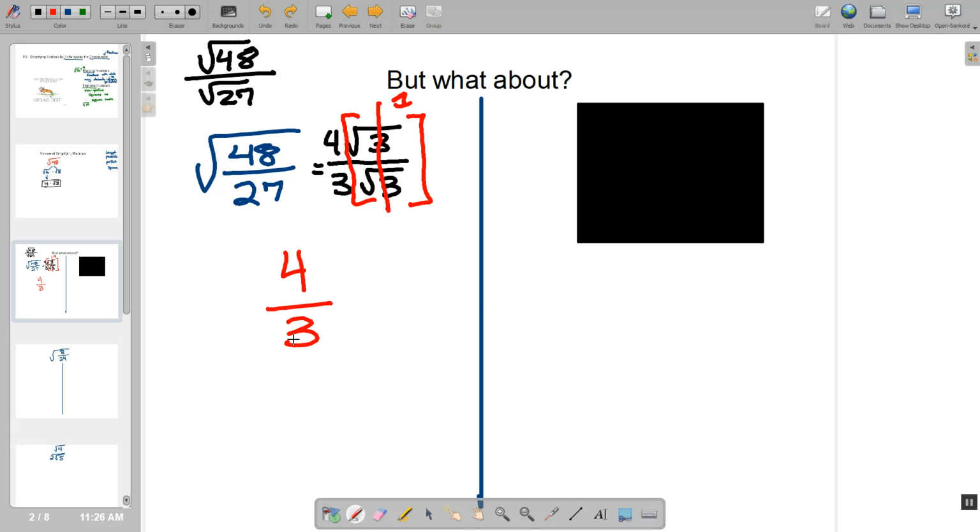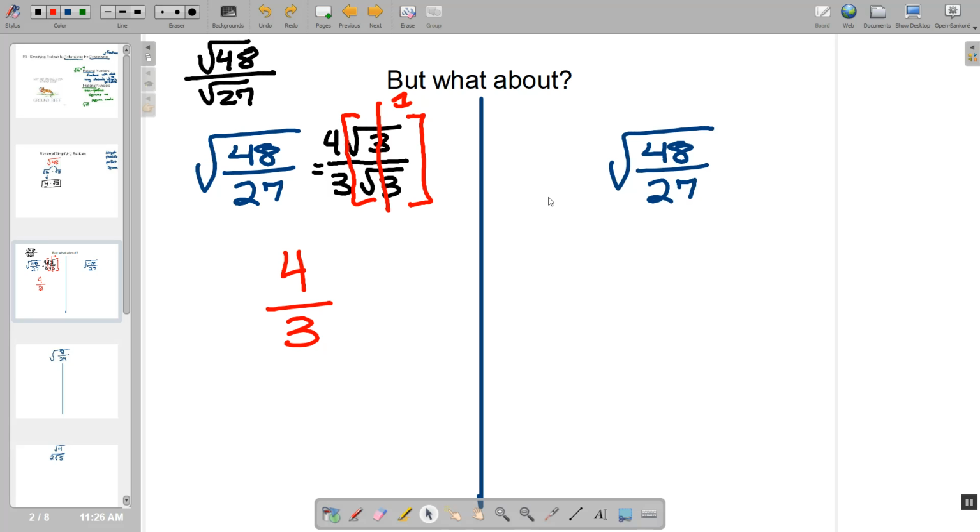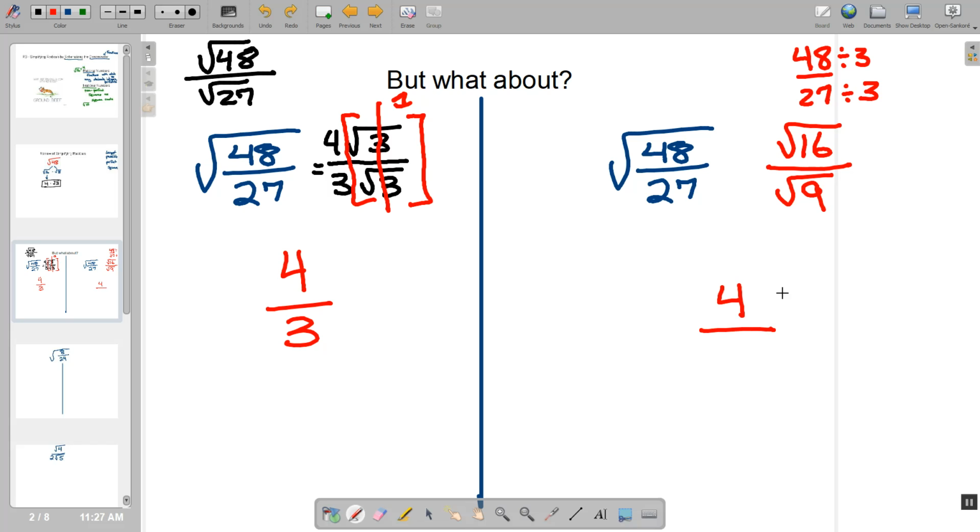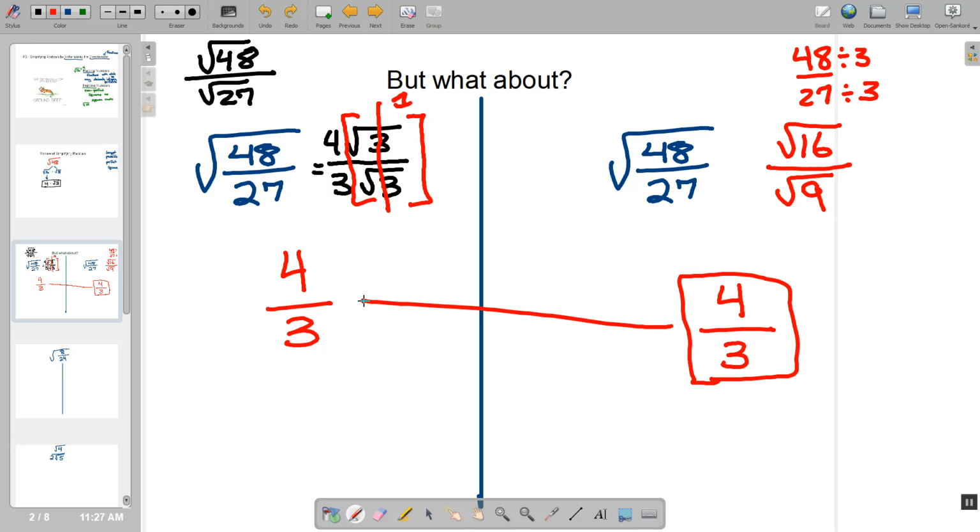Now for this problem, there's actually another strategy that would be even faster. If I think about just the fraction underneath the radical symbol, I can simplify that fraction right away by dividing both of these numbers by 3. 48 divided by 3 is 16. 27 divided by 3 is 9. Square root of 16 is 4. Square root of 9 is 3. And we are done.